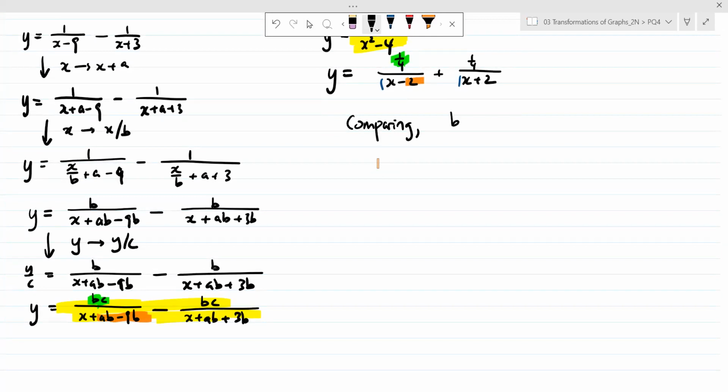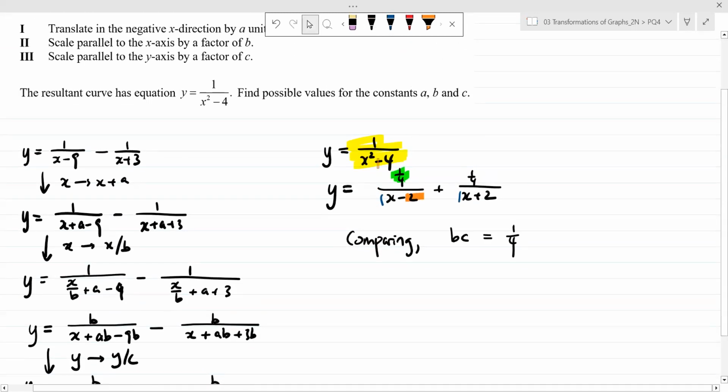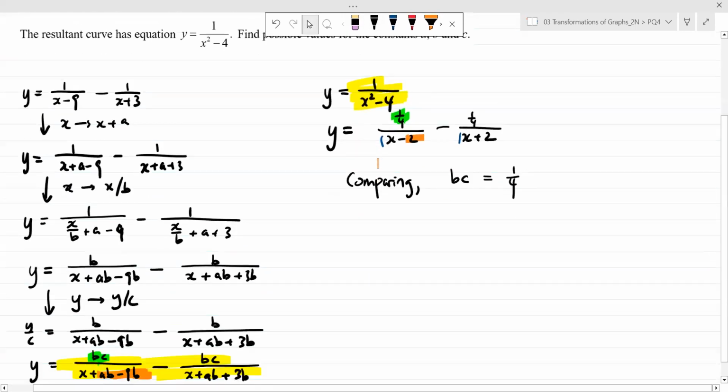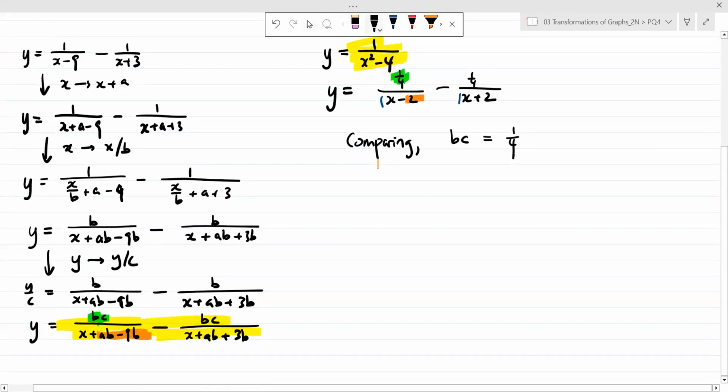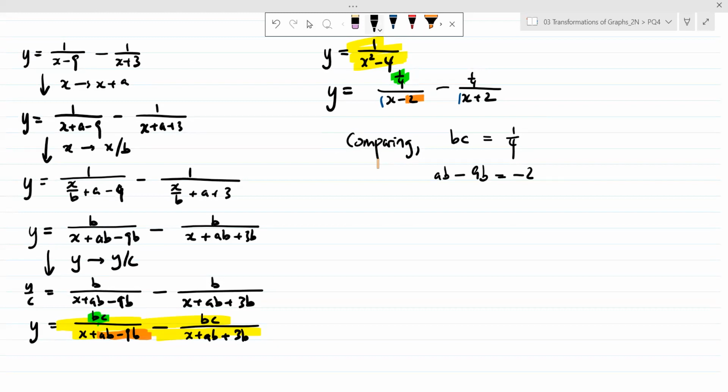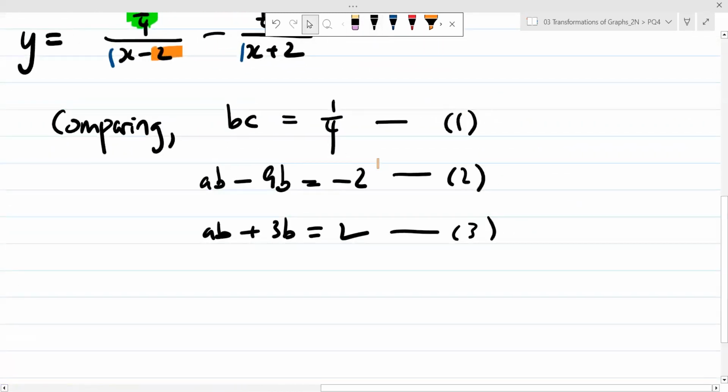Okay, so comparing, BC is 1/4. You compare with the other one, also the same. Eh, something not right. Oh, this is a minus. Okay, so let's call this okay, never mind. Okay, so the orange with the orange, AB minus 9B is -2. AB plus 3B is 2. So technically, you have 3 equations, 3 unknowns, you should be able to solve.